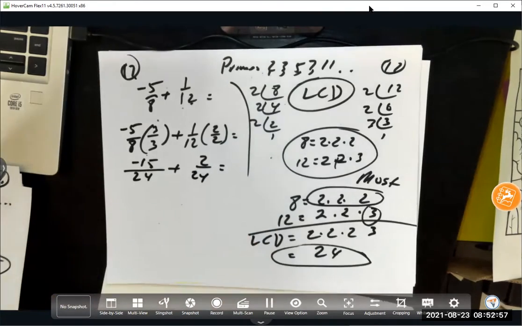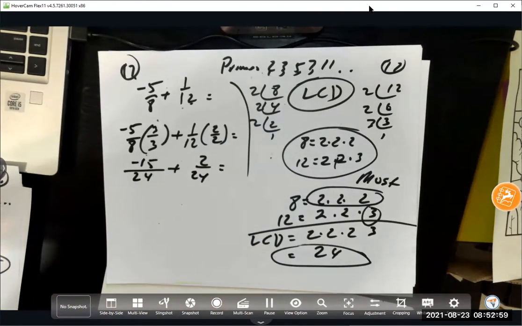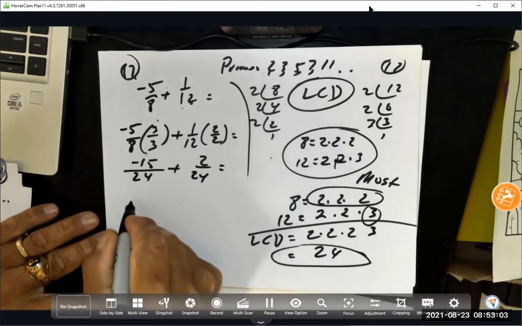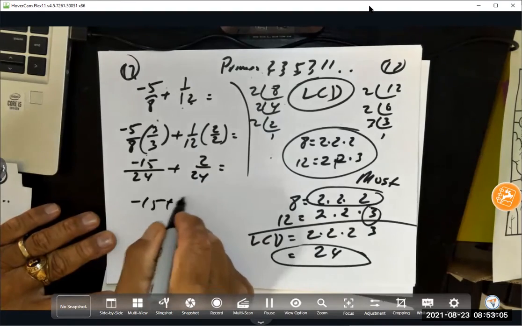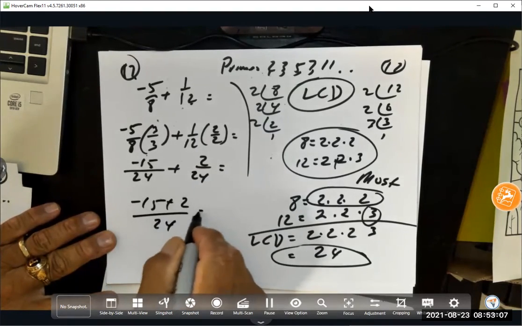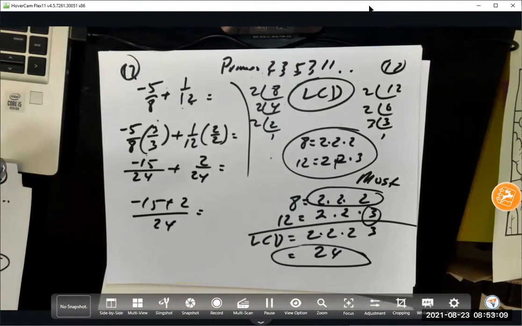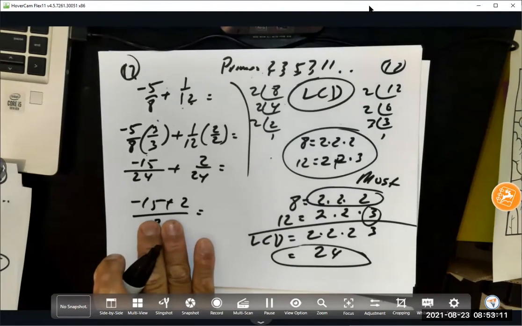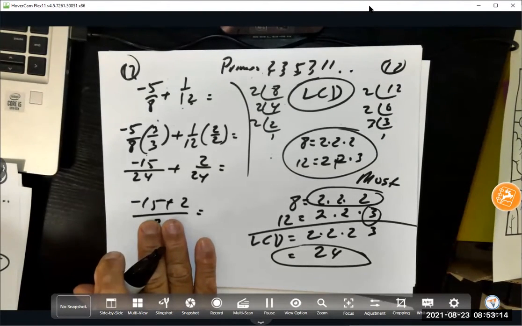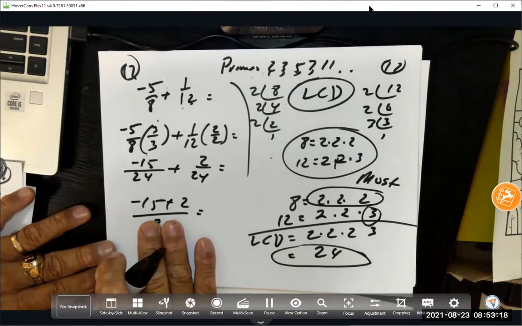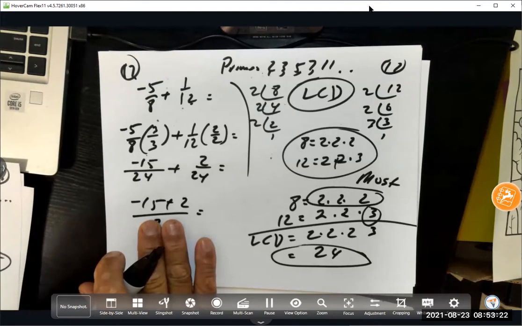All right, so now they have the same numbers on the bottom, the denominator, right? Now we can put them together. 15 plus 2 over 24. Now I can add the ones on top together. So a negative and a positive, it's gonna be a negative something. So I don't know, somebody tell me what's on top. Just guess. Negative what?